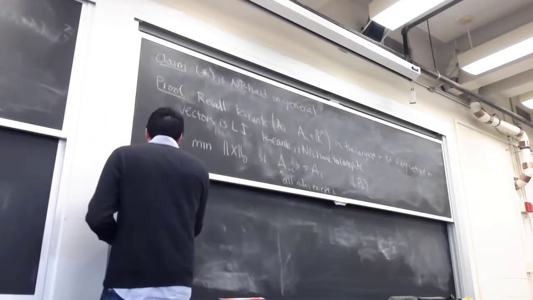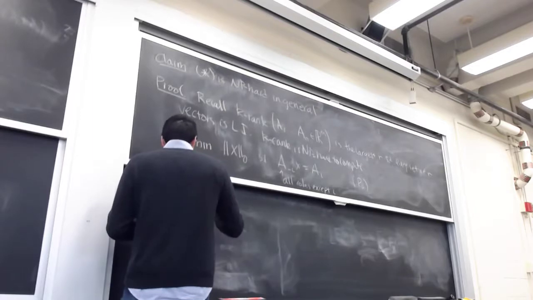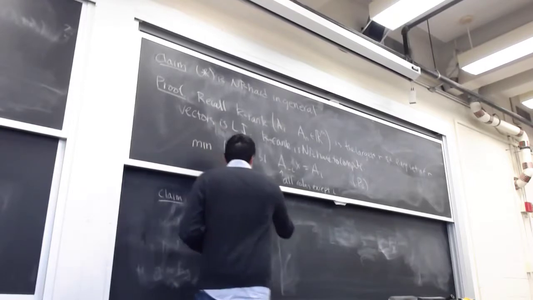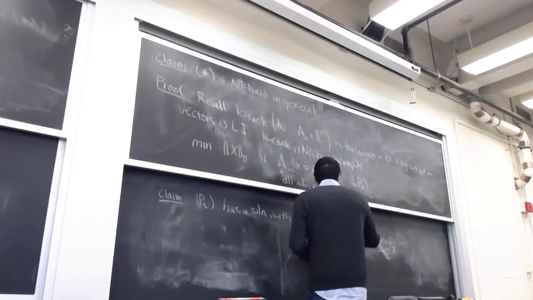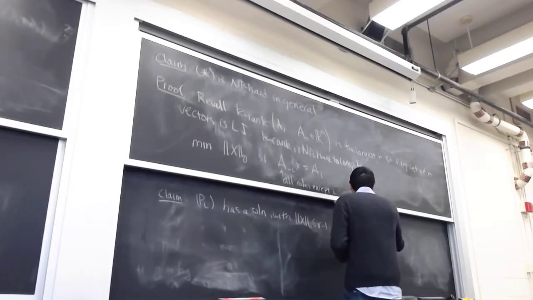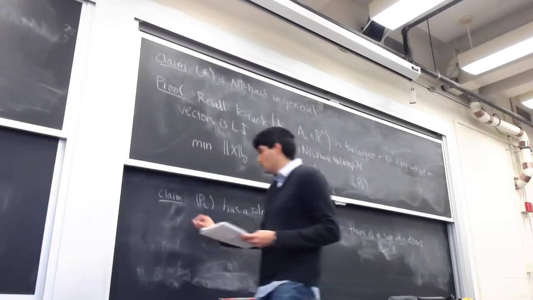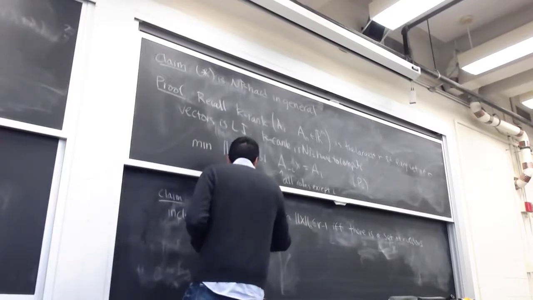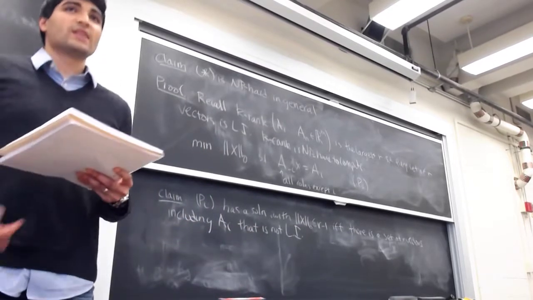So now, the key claim in here is that P_i has a solution whose number of non-zeros is at most r minus 1, if and only if there is a set of r vectors, including A_i, that's not linearly independent. So that's the key claim.